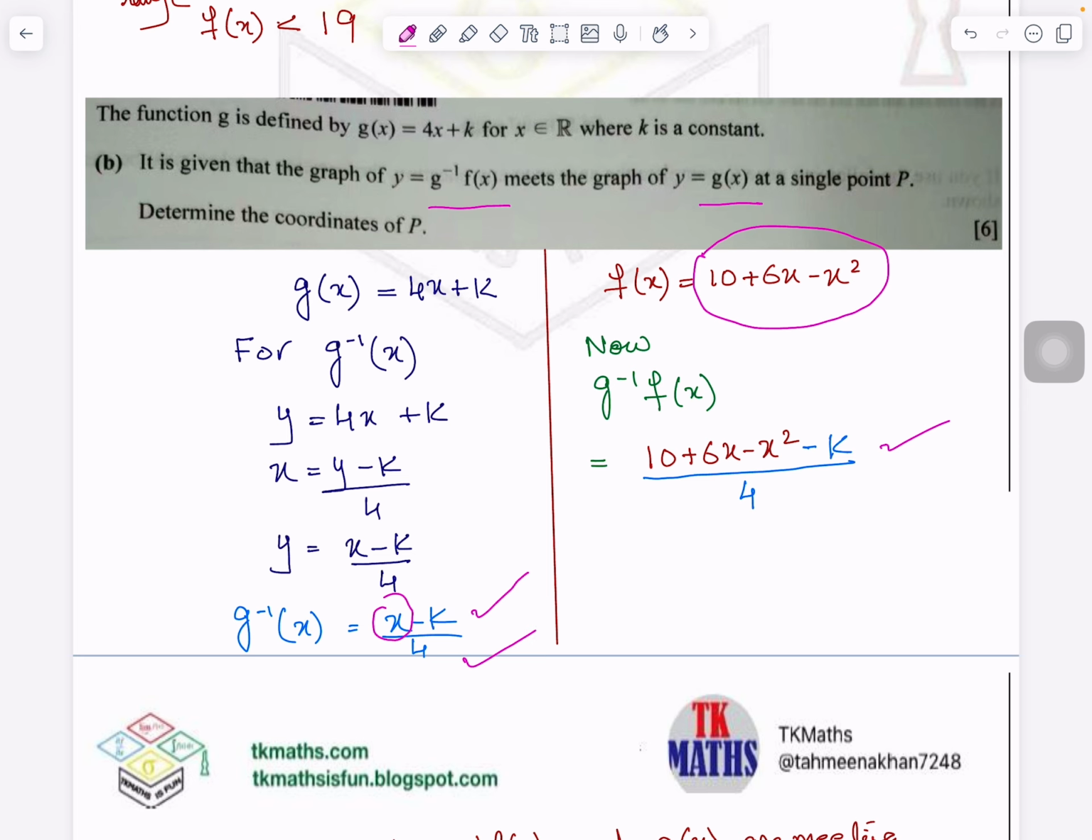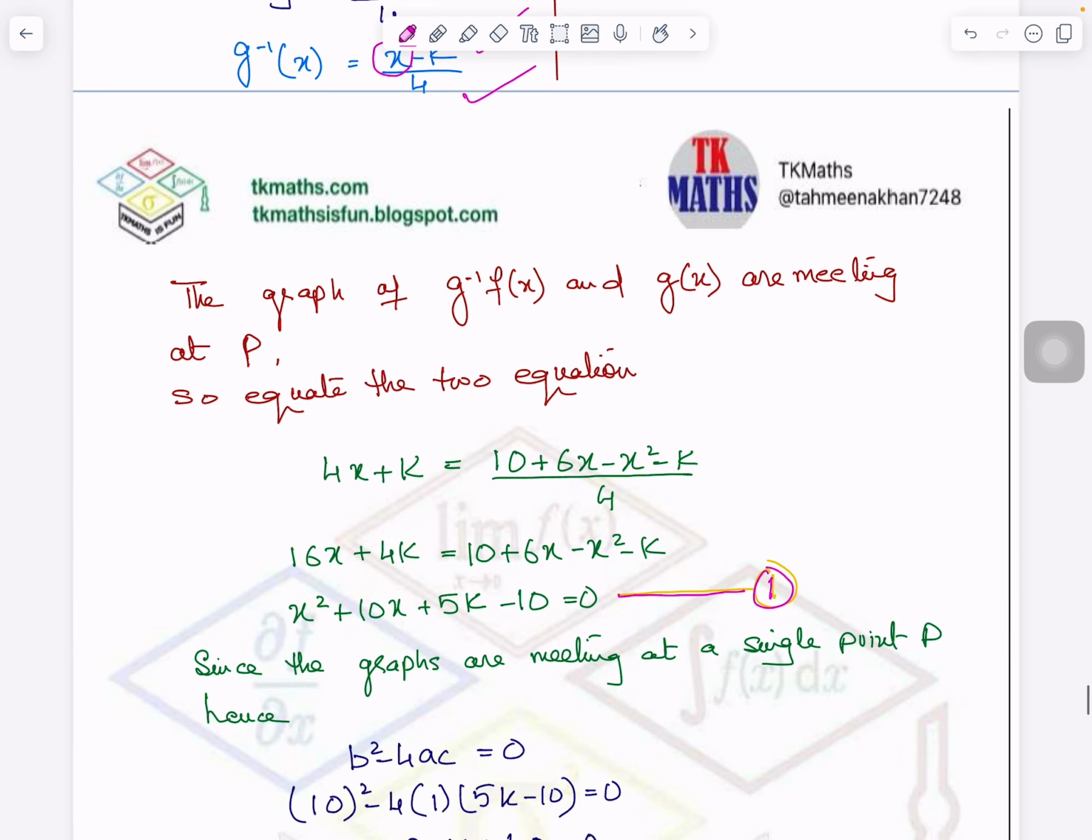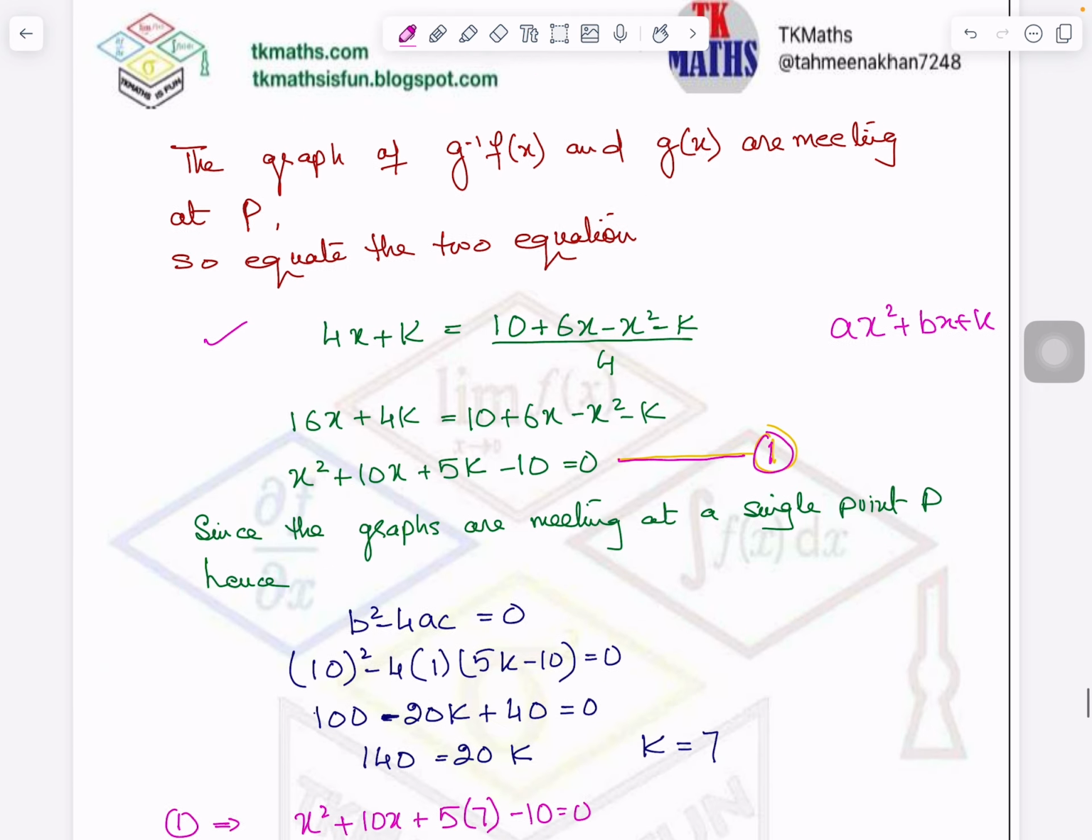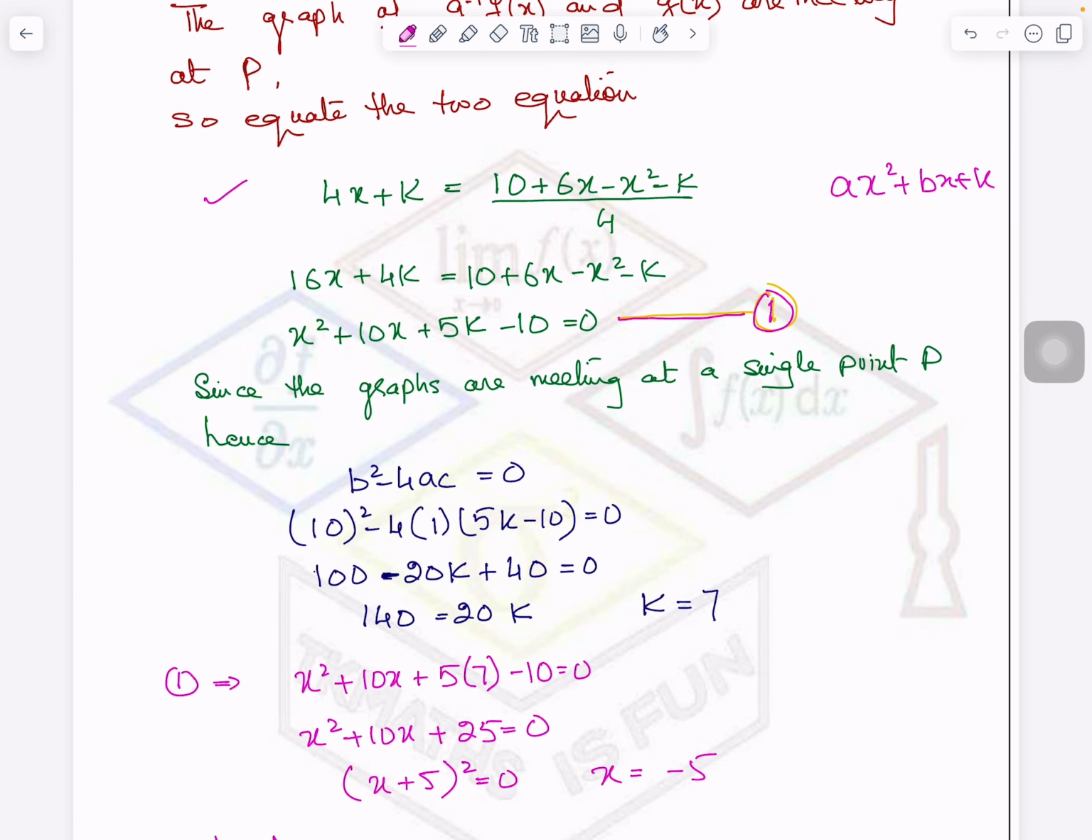So I am equating this equation and this equation here, you can see here, and then I am simplifying it, bringing it into the standard quadratic form, which is this. Why I am doing this? Once it is in this form, because the curves are meeting at one point, it means the discriminant equals 0. That would help me to get the value of k.